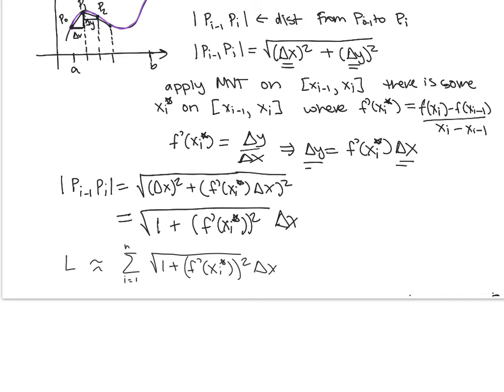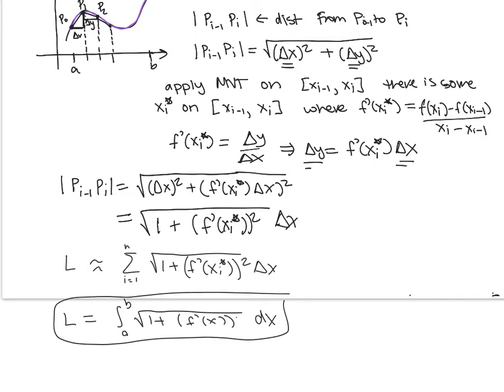And if you want to find it exactly, you take a limit of that as n goes to infinity. This makes this into an integral, and your length is equal to an integral from a to b of the square root of 1 plus f prime of x, squared, dx. So that formula is how you find the length of a curve. You take your curve, you take its derivative, you square it, add 1 to it, and integrate the square root of that quantity.